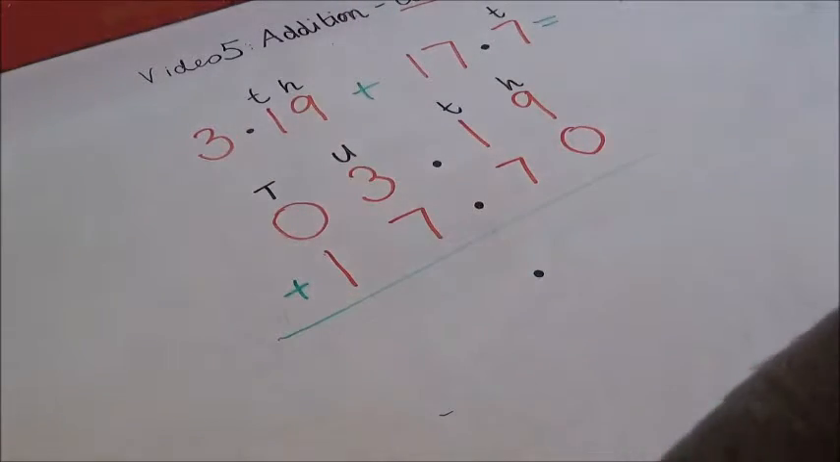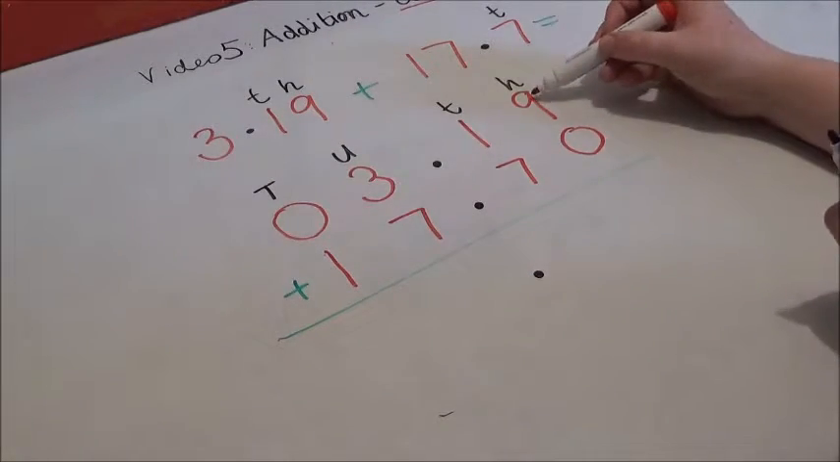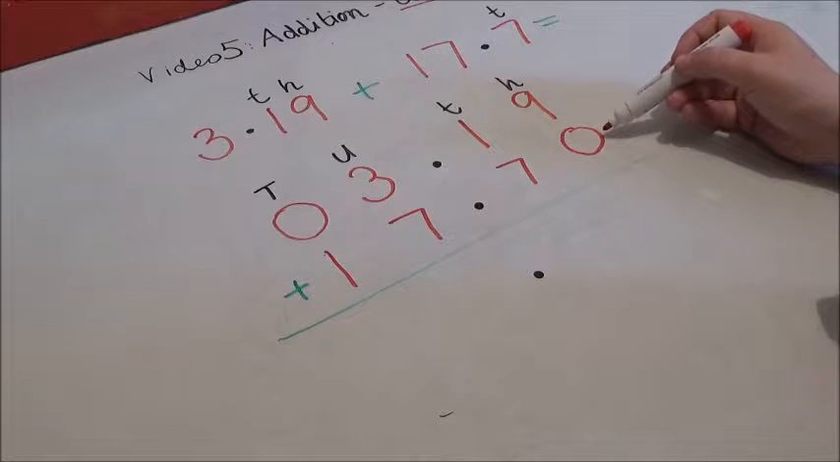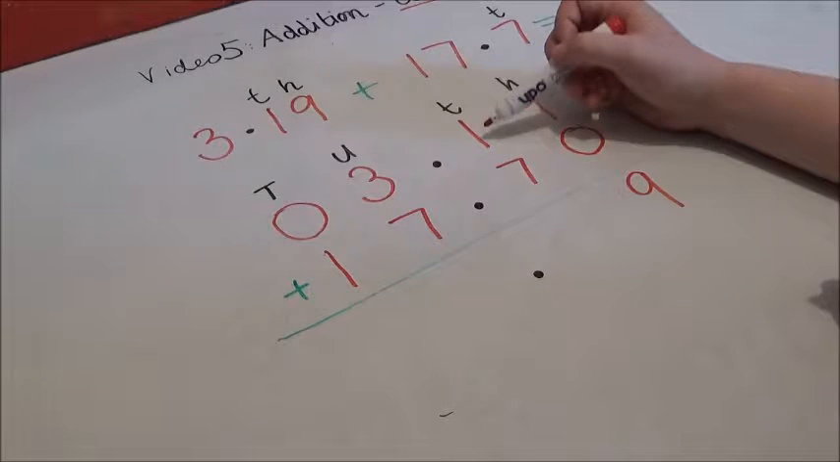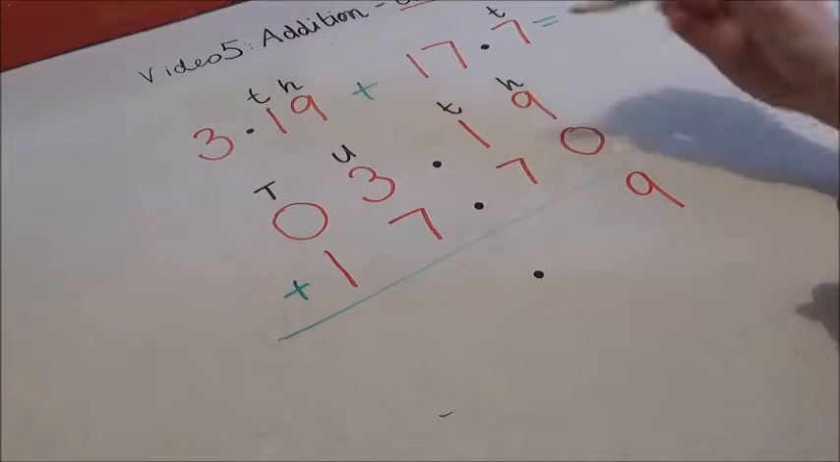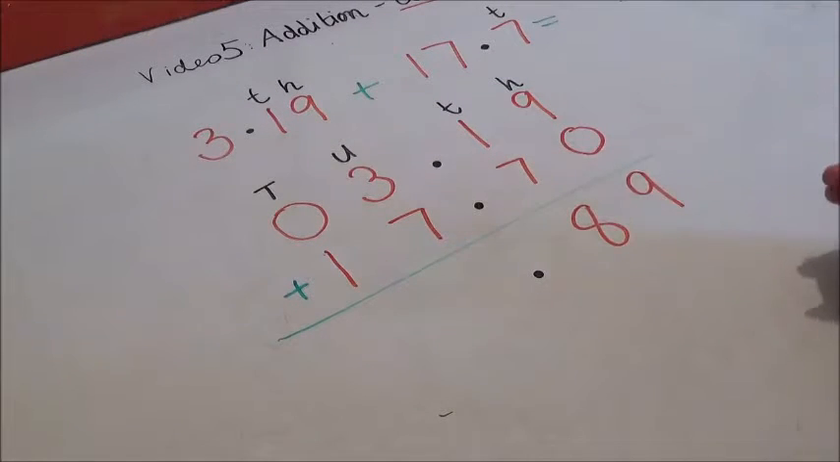Lovely. So, I've got 9 hundredths. I'm going to add no hundredths. I've got 9 hundredths altogether. 1/10 add 7 tenths is the same as 8 tenths.